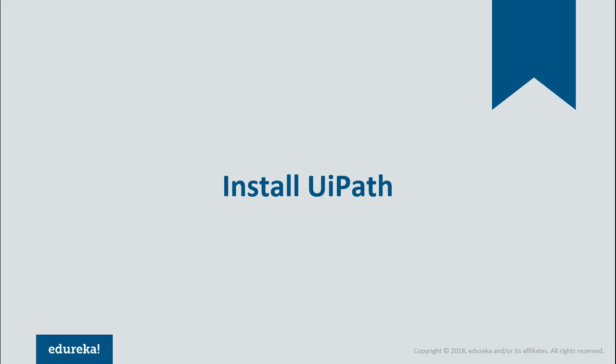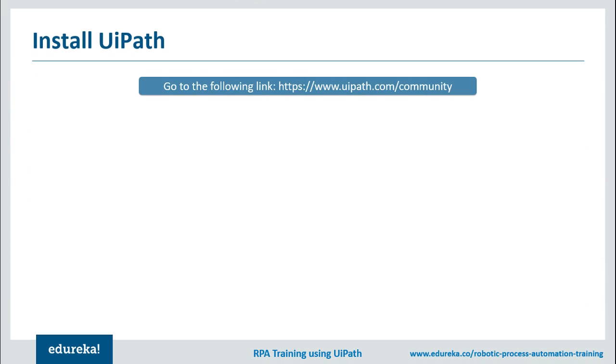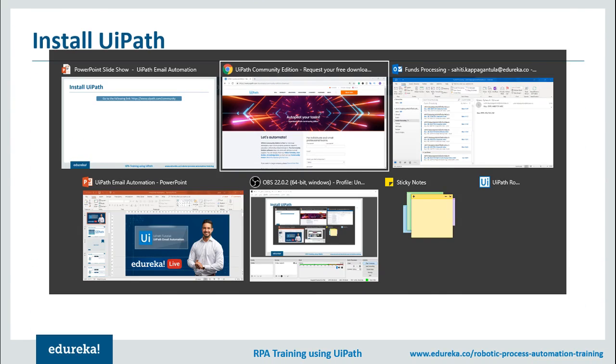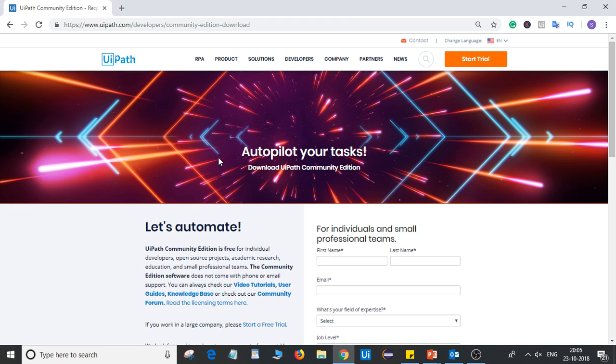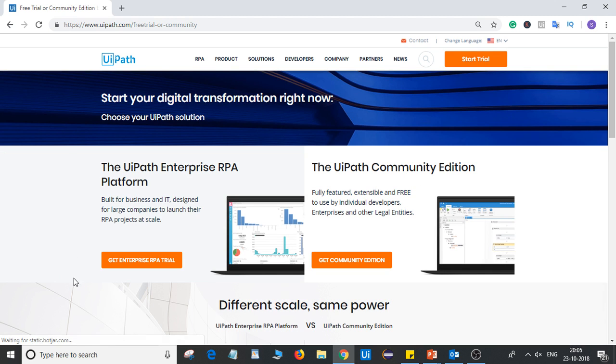Since I've already installed UiPath on my system, I'm just going to show you the steps to install it. For that, basically you have to go to this following link. Let me open that link for you. As you can see, this is the link that you have to go to. So we have come to the official web page of UiPath. When you click on the option of start trial, you find 2 options: the Get Enterprise RPA trial or the Get Community Edition.